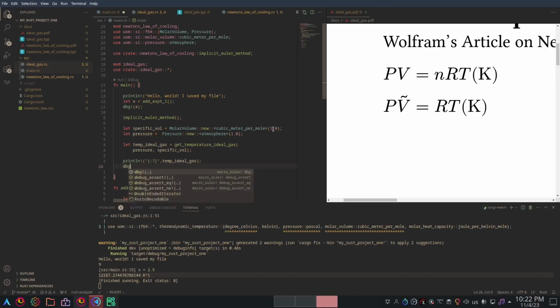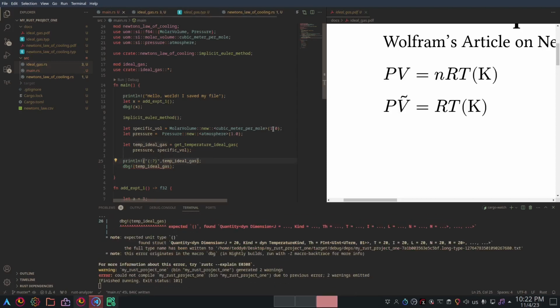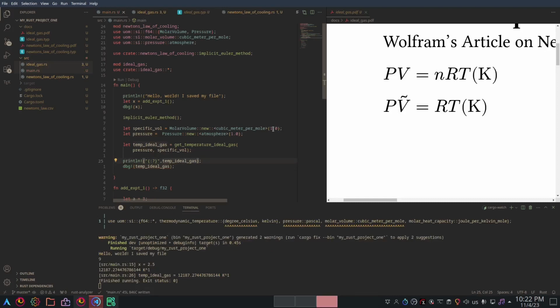The other way, which I really like, is to use the debug so that I don't have to worry about formatting. So look, temp ideal gas 1287.27 and so on. You'll see that there's a unit here. So that's how you call functions, and that's how you use the units of measure. So this is example number 2. We have an ideal gas temperature equation.